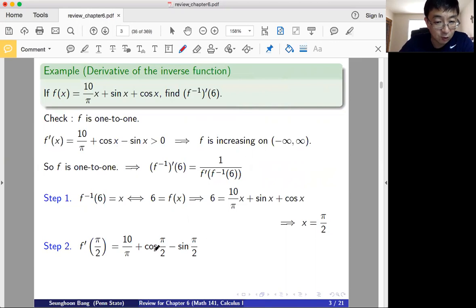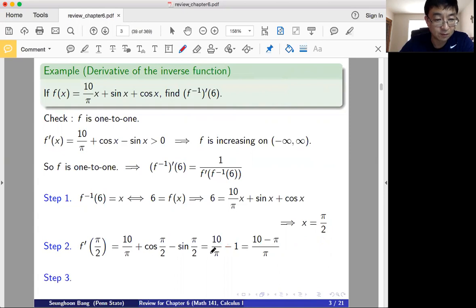This is the same: cosine pi over 2 is 0, so it is the same as 10 over pi minus sine pi over 2, which is 1. You can change 1 to pi over pi. So we have 10 minus pi over pi. This is step 2. You can find this one.